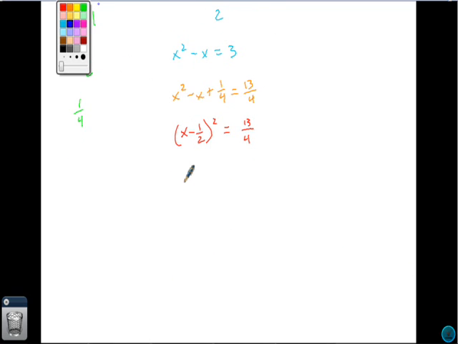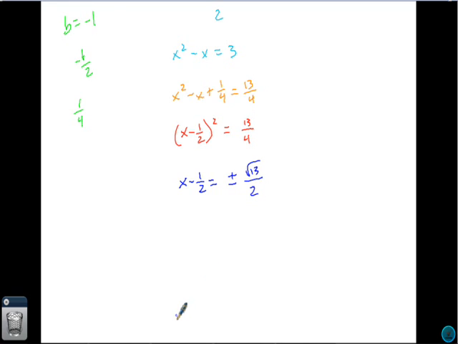On the left, now I just have x minus 1/2, and over here I have plus or minus the square root of 13, and the square root of 4 is 2. Last step, I'm going to add 1/2 to both sides, and I get x equals 1/2 plus or minus the square root of 13 over 2. And that's it.